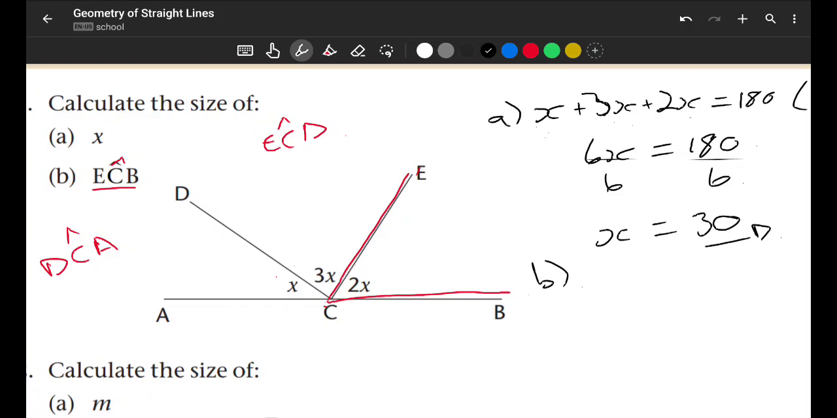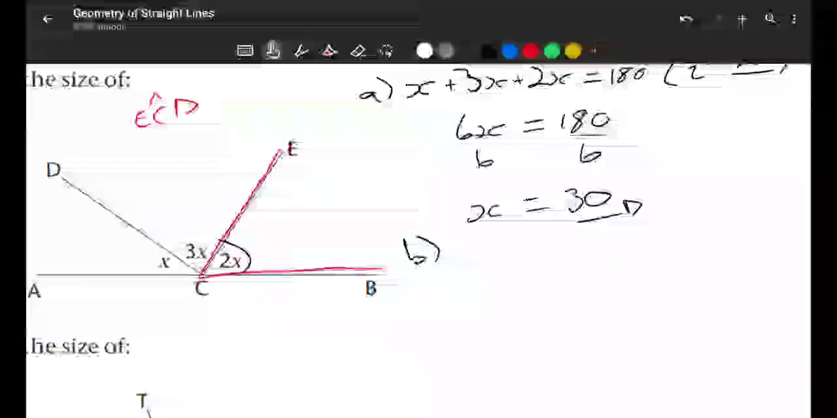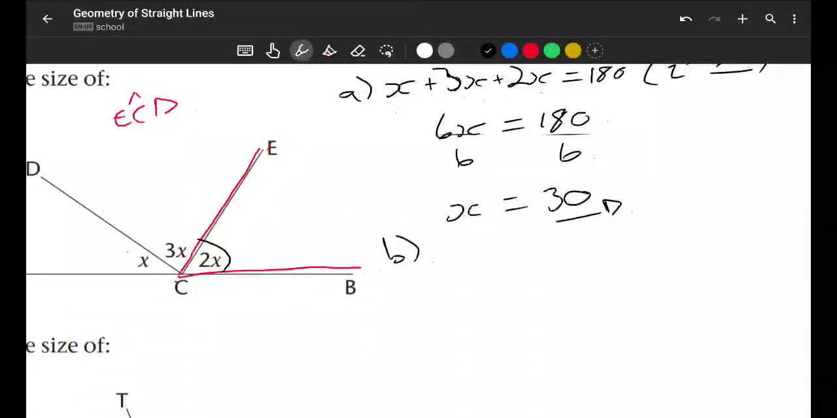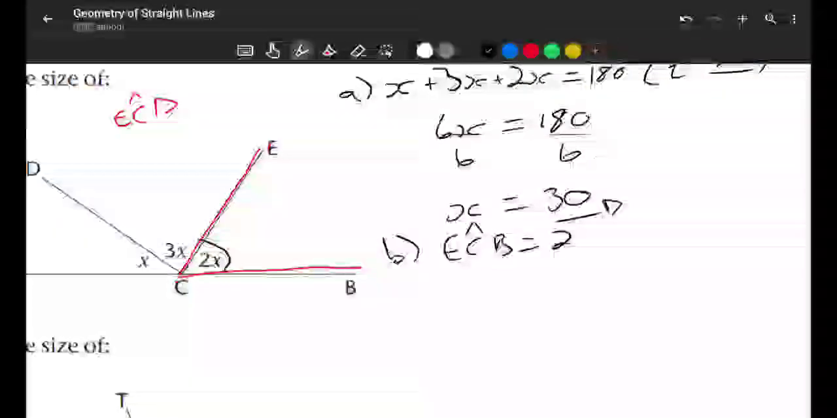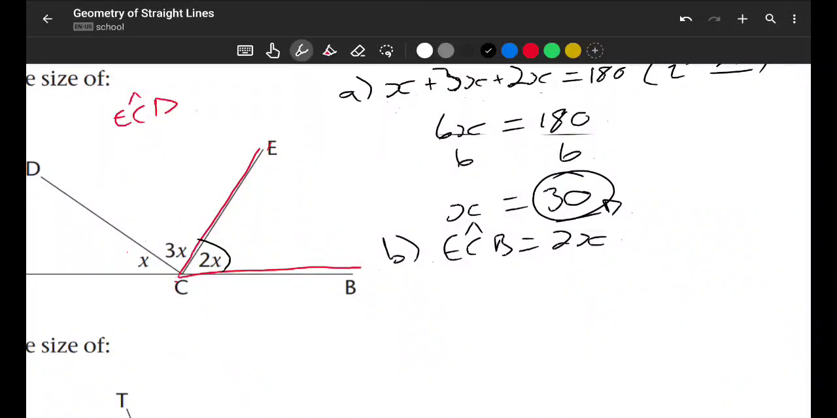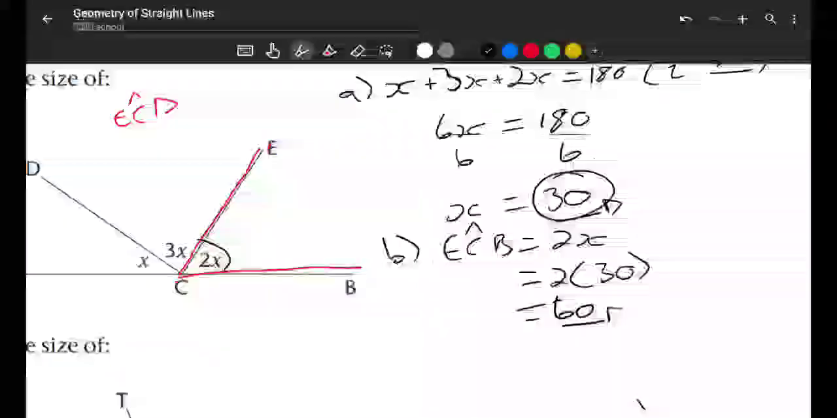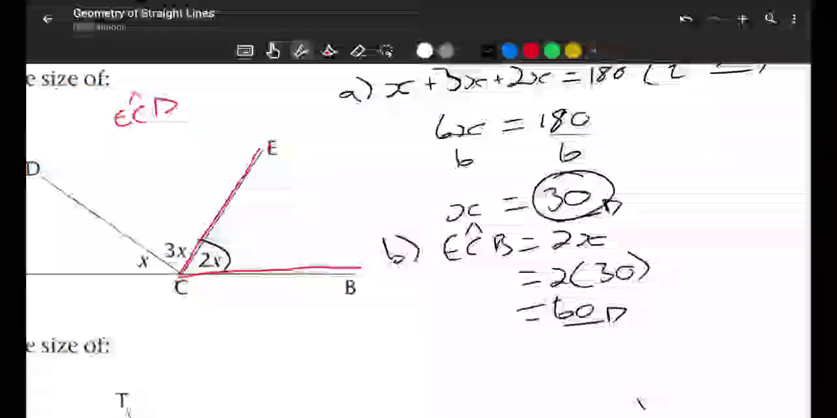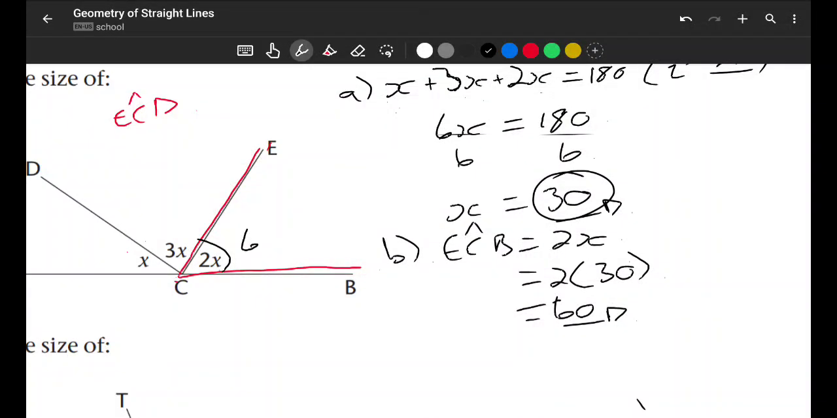Question B is asking us to find 2x. All we have to do is say angle ECB is equal to 2x. Since we know that x is worth 30, substitute 30 wherever you see x. So it's going to say 2 multiplied by 30, which gives us 60. And that is your final answer.